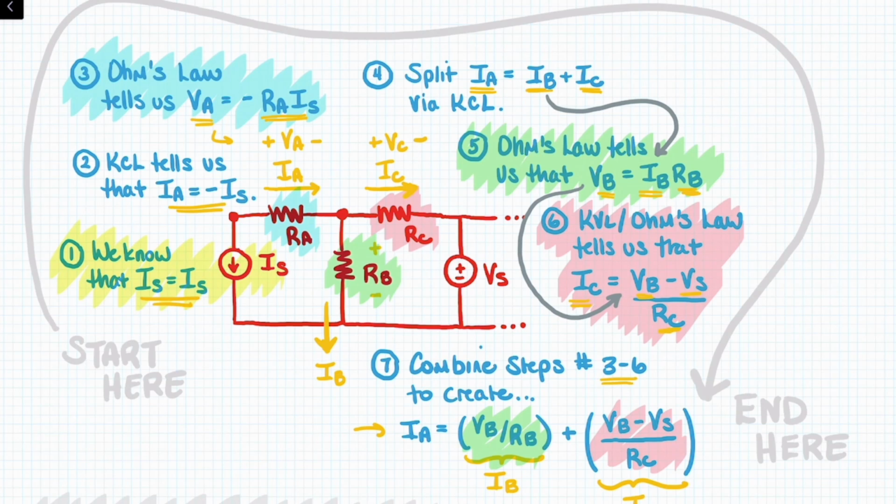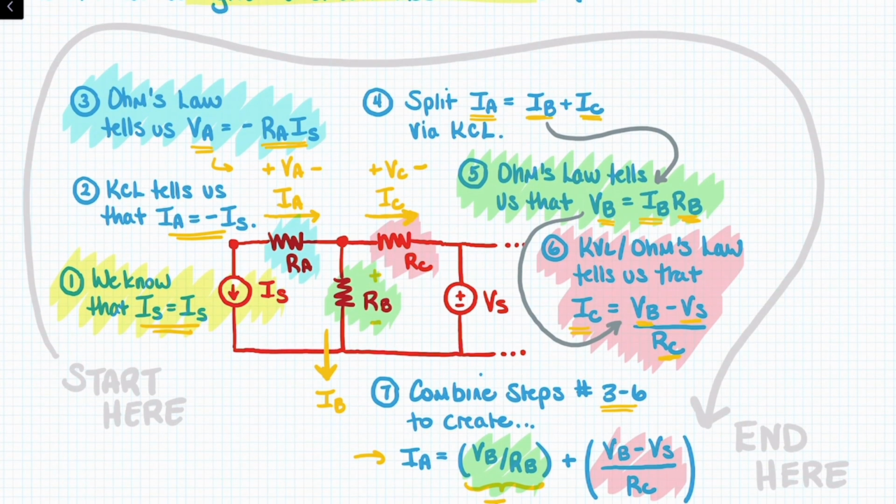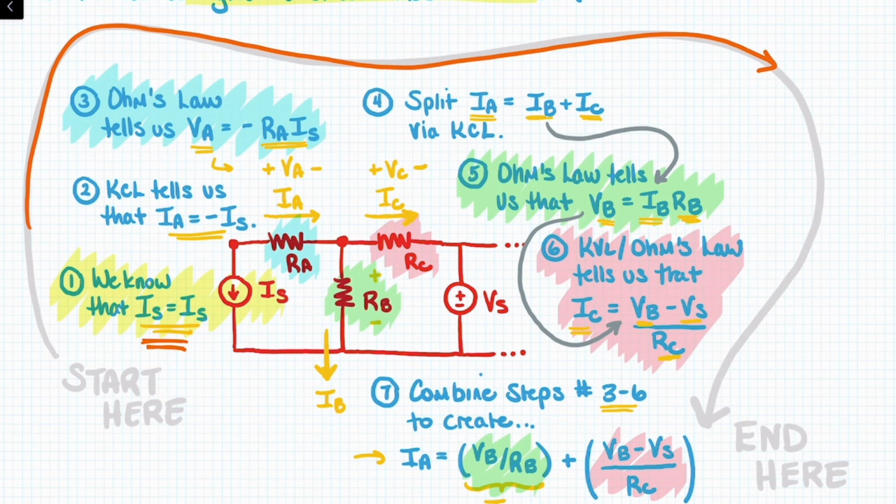Now, what did we do here? We used the one known value, which is IS. Well, we have another one, which is VS, but we used one of the known values, and we expanded, as this gray arrow shows, outward and around to use that to calculate the other values.